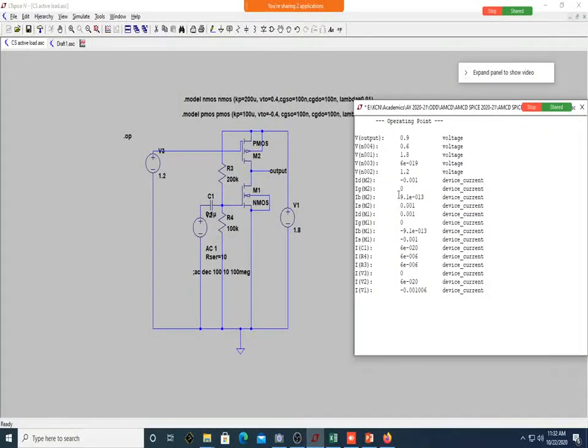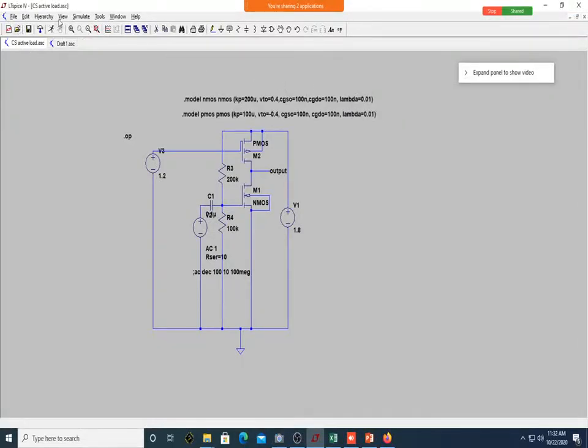Okay, let me just go back here. How much is ID of M1? See here, ID of M1. Can you see it is 0.01? Yes, sir. 1 milliampere. Can you see this gate is 0.6? Okay, the other one is 1.2. That is fine. Is everything fine now? Our DC conditions are fine.